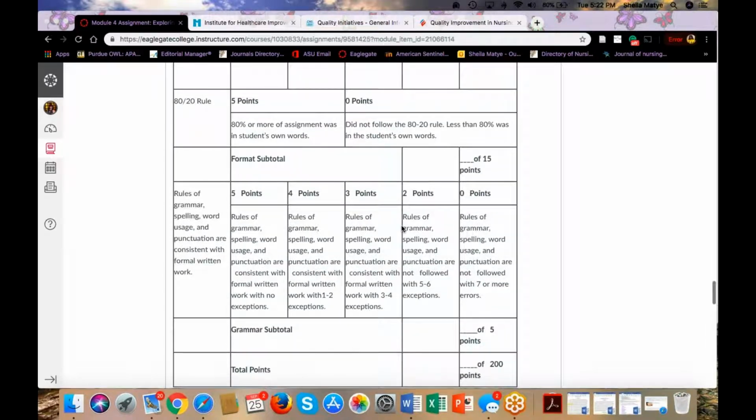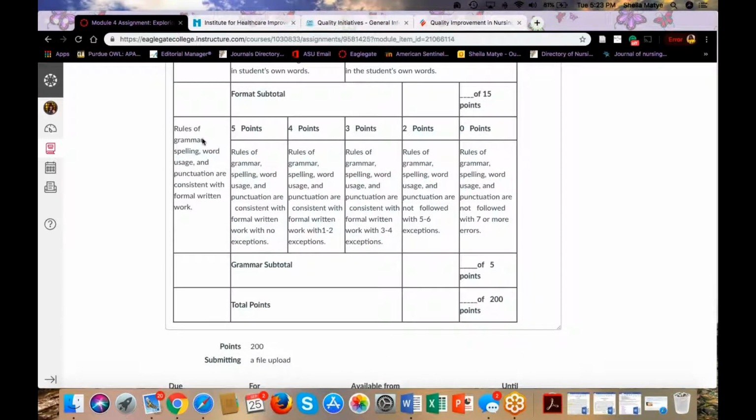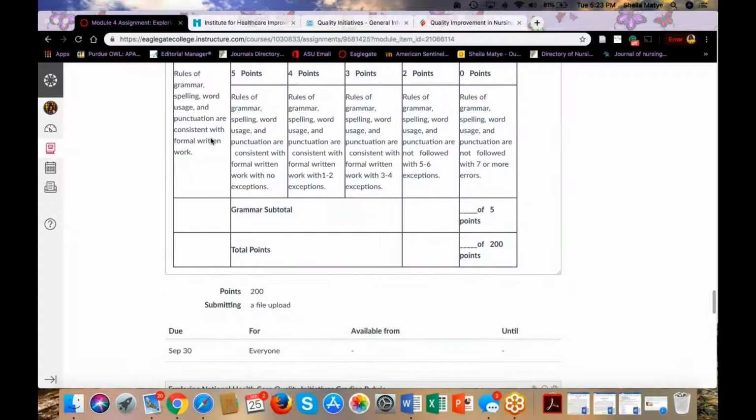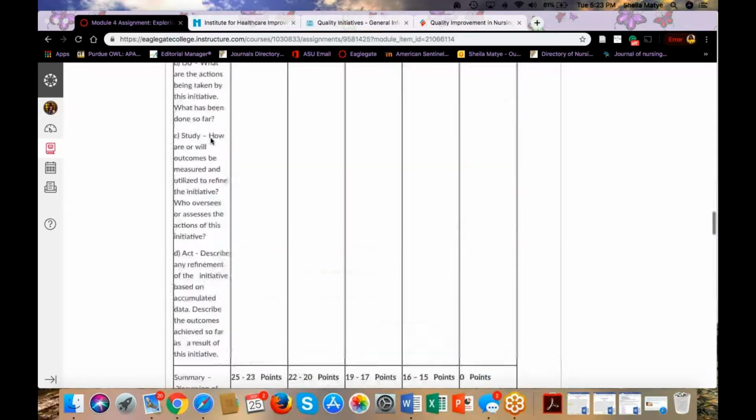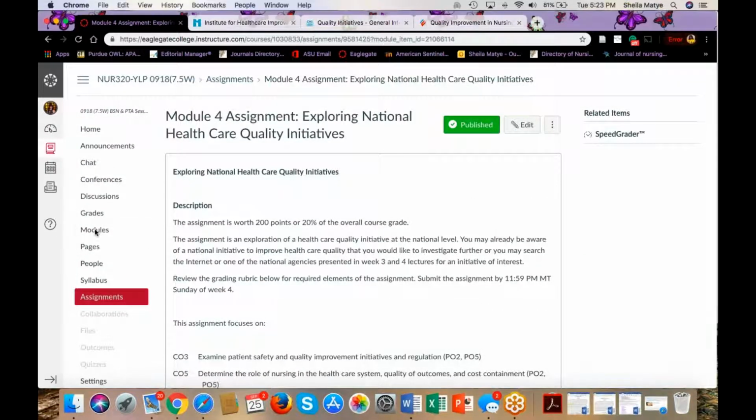Okay. And then rules of grammar. So spelling, punctuation, things like that. And at this stage of the game, I hardly ever take points off for rules of grammar. Okay. So everything is there. So let's dive into it. You've read this. Now you're like, I have nowhere to begin. I have no idea. Well, let's go to the lecture.